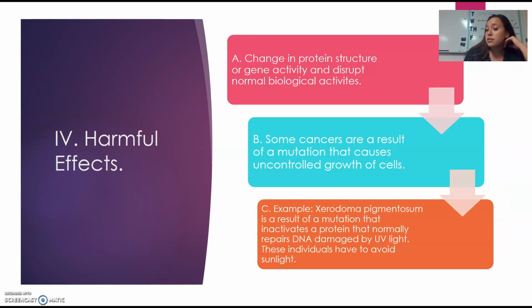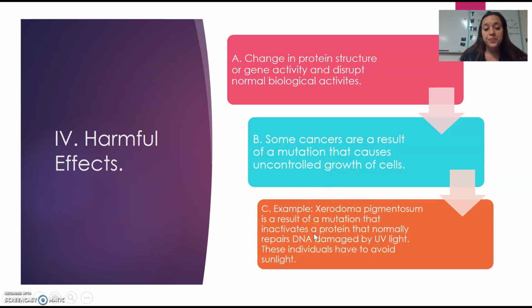So the harmful effects. How is a mutation bad? It's going to change the protein structure, and it causes you to disrupt normal biological activities. Some cancers are a result of a mutation. An example is xeroderma pigmentosum. There's a protein that usually repairs DNA damage by UV light, and these people don't have that, so they can't be out in the sun because any damage is not going to be repaired.